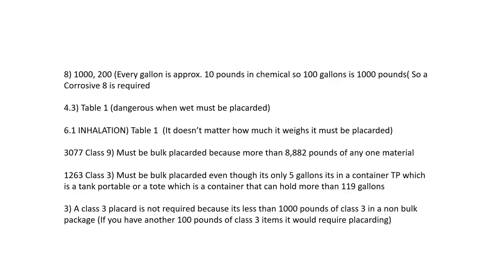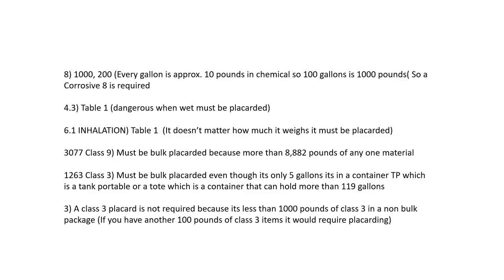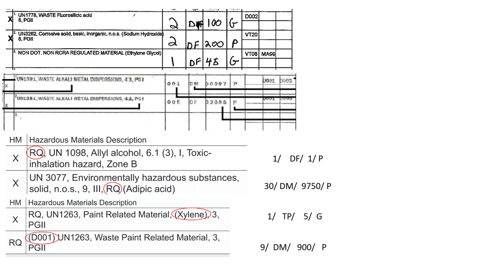So, the first one up top, Class 8, 1,000. And the reason why we got the 1,000 is because every gallon is approximately 10 pounds in chemical weight. So 100 gallons is 1,000 pounds. So corrosive Class 8 is required because we have 1,000 pounds of Class 8 on the top, and then the very second one puts us over the 1,000 pound limit because it's Class 8 and it's 200 more pounds. So now we are required to put up a Class 8 corrosive placard. Going back, the number 3 spot is non-DOT, so we know that it does not require a placard.